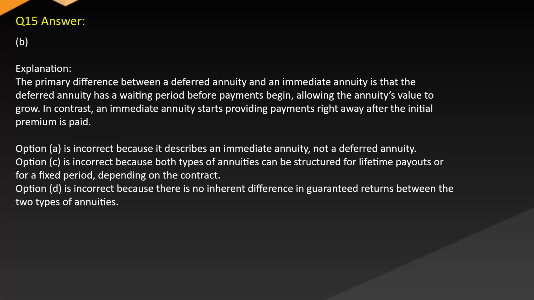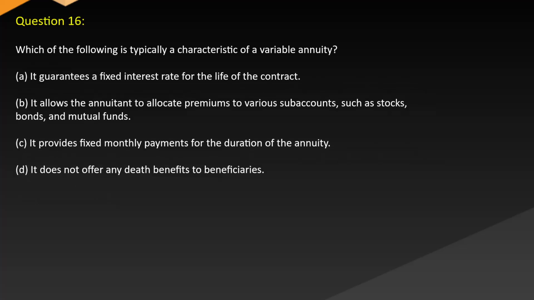Option A is incorrect because it describes an immediate annuity, not a deferred annuity. Option C is incorrect because both types of annuities can be structured for lifetime payouts or for a fixed period depending on the contract. Option D is incorrect because there is no inherent difference in guaranteed returns between the two types of annuities.